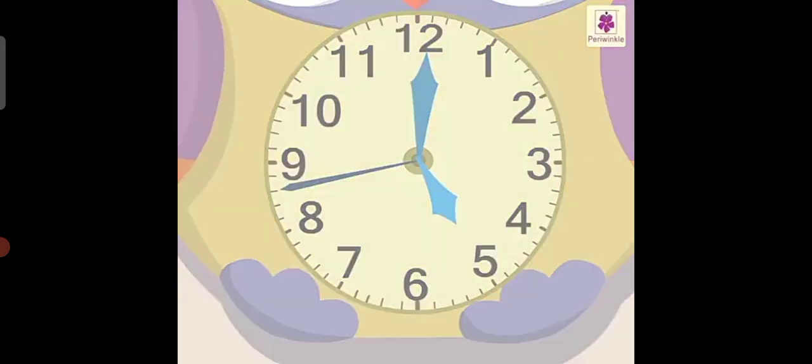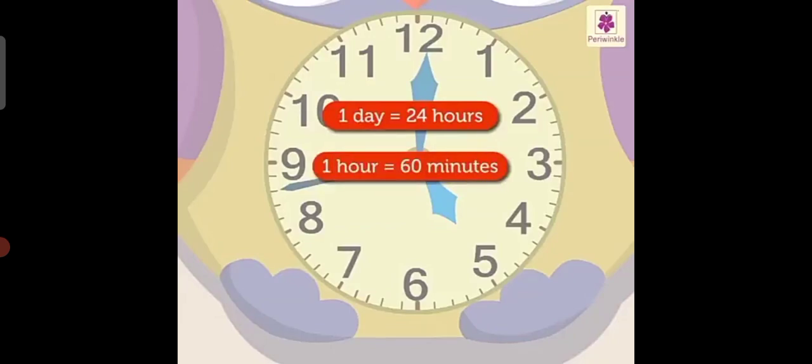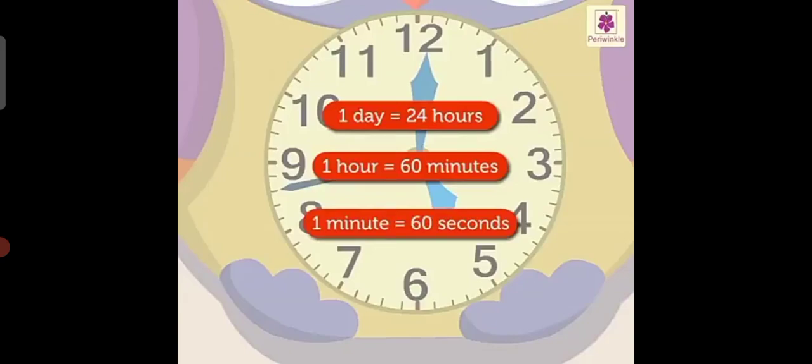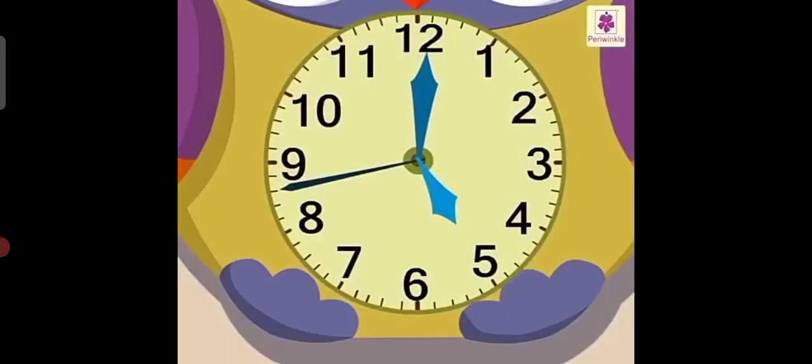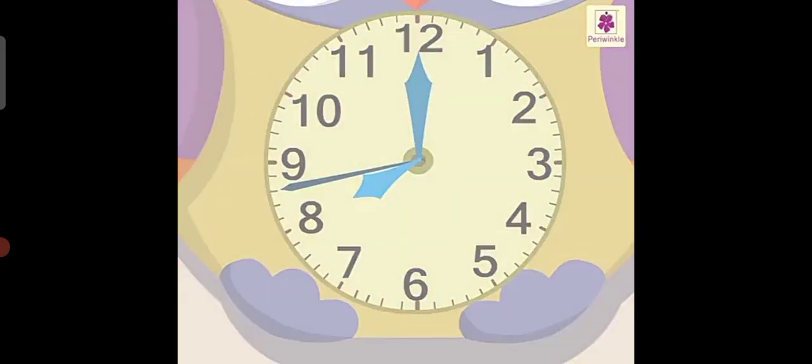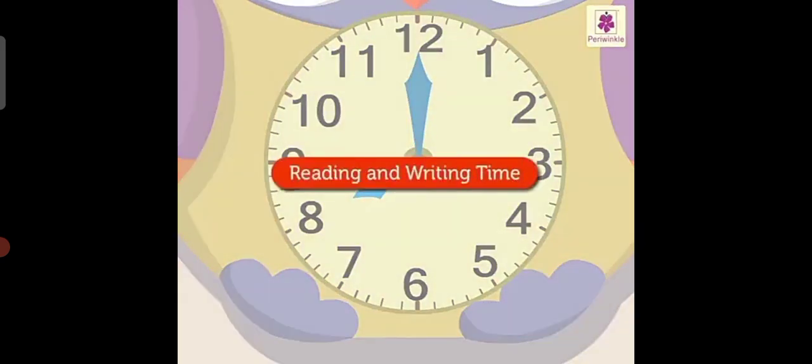Kids, remember, 1 day is equal to 24 hours. 1 hour is equal to 60 minutes. And 1 minute is equal to 60 seconds. Come, now let's revise how to read and write the time.